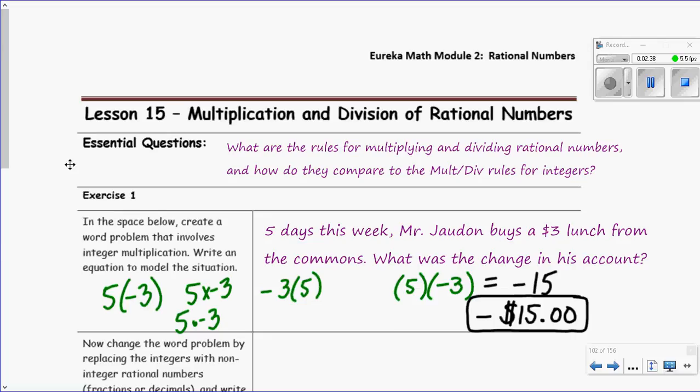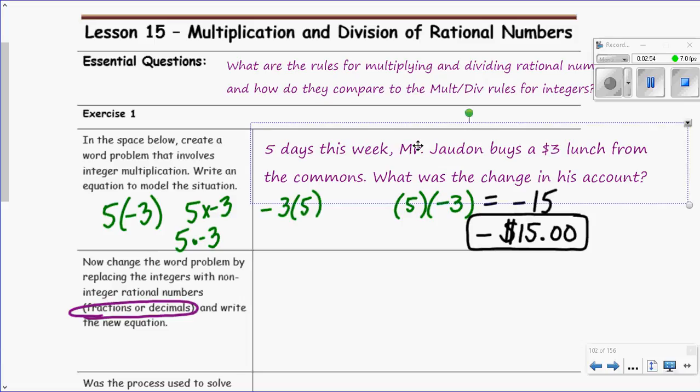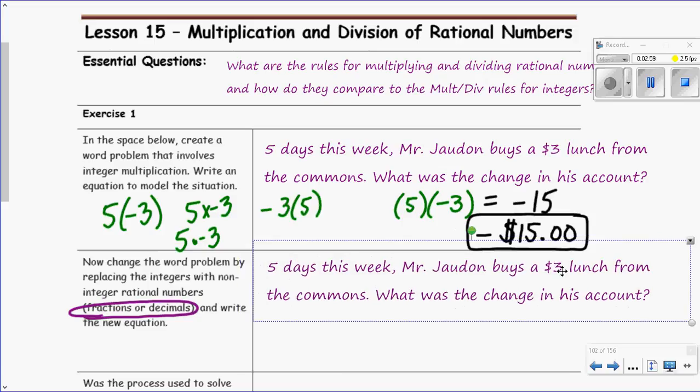Okay, what if we changed it? Instead of having integers, what if we had rational numbers? It says non-integer rational numbers, which means fractions and decimals. Go ahead and mark your text. Hopefully you're thinking that a realistic way to do this would be to take the exact same problem, but instead of a $3 lunch, because I don't think the cafeteria is exactly $3, let's just say that it's $2.50. So 5 days this week, he bought a $2.50 lunch from the Commons. So what was the change in his account?